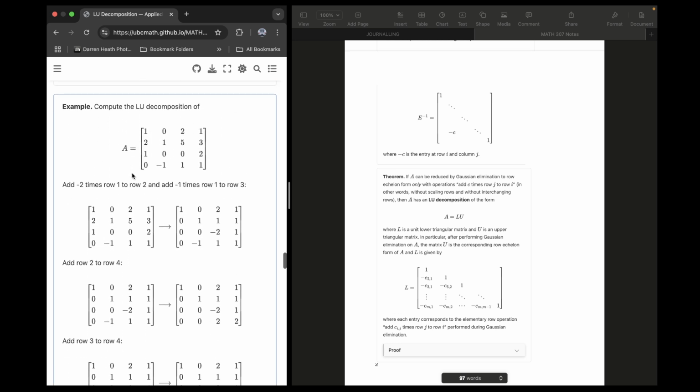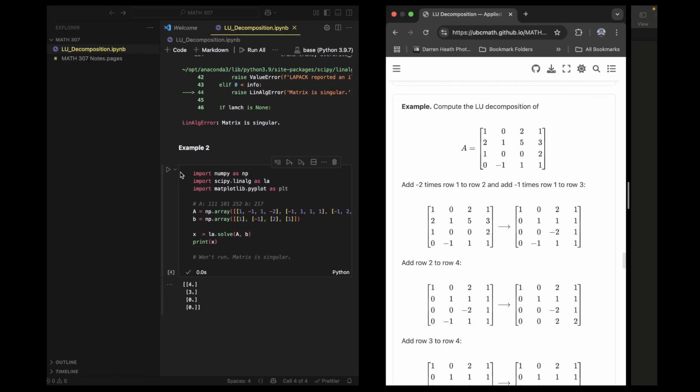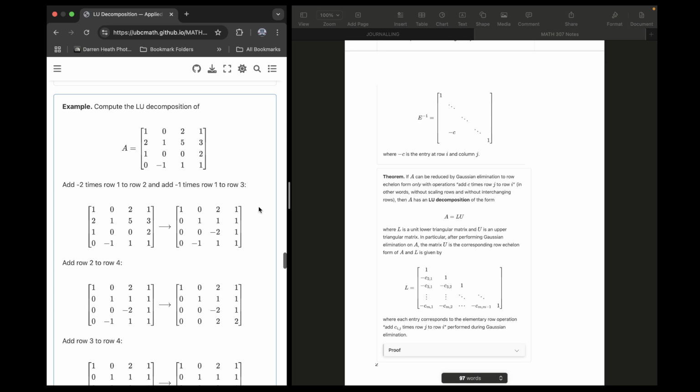Okay, let's look at another example. So we compute the LU decomposition of this matrix here.